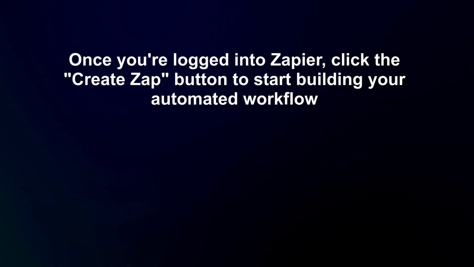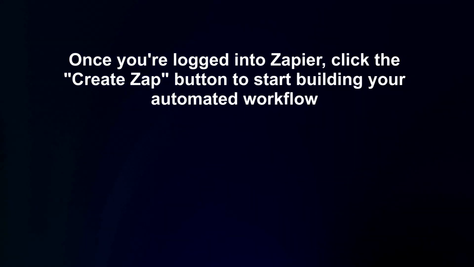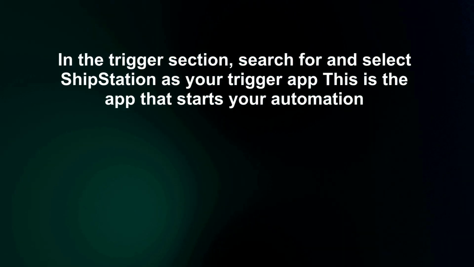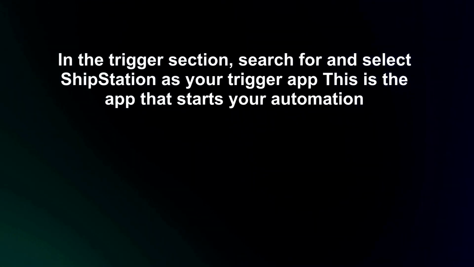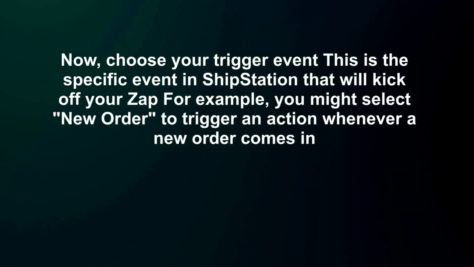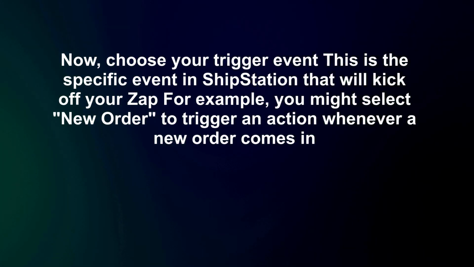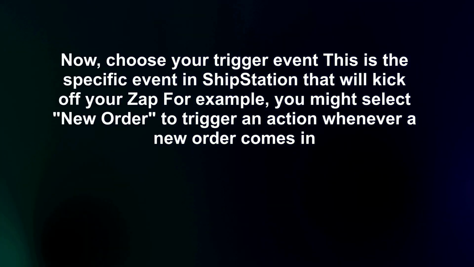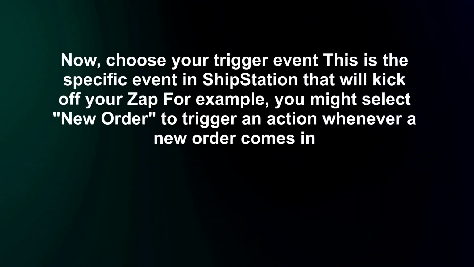Once you're logged into Zapier, click the Create Zap button to start building your automated workflow. In the Trigger section, search for and select ShipStation as your trigger app. This is the app that starts your automation. Now choose your trigger event. This is the specific event in ShipStation that will kick off your Zap. For example, you might select New Order to trigger an action whenever a new order comes in.